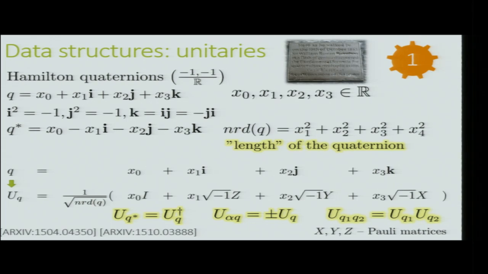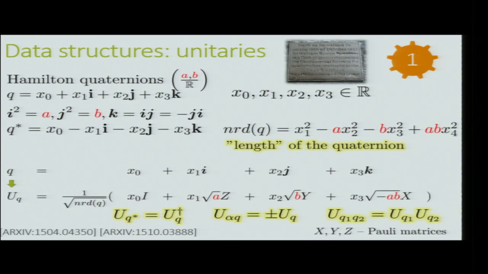Why is this a nice data structure for us? Conjugating a quaternion corresponds to the conjugate transpose in SU2. Multiplying a quaternion by a scalar is insensitive to the scalar up to a sign: if alpha is negative, it gets a minus sign in front, and nothing else happens. It also respects multiplication, so the unitary corresponding to a product of quaternions is the product of the 2 unitaries. This is very important for us, because instead of thinking of factoring unitaries, we can now think of factoring quaternions.